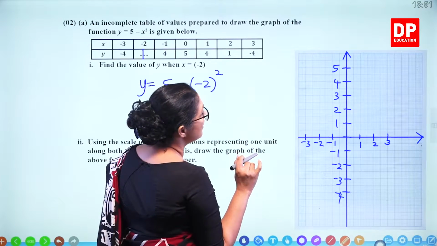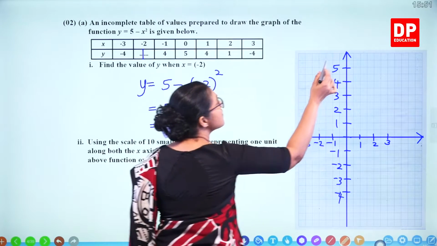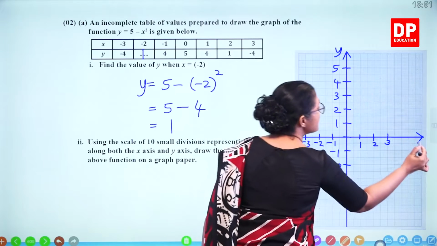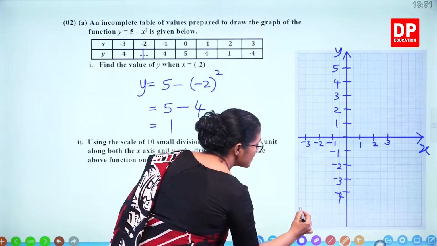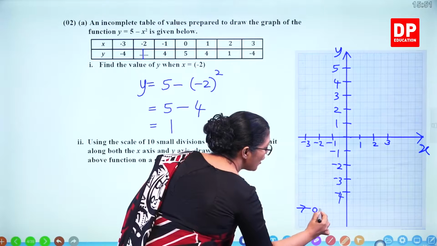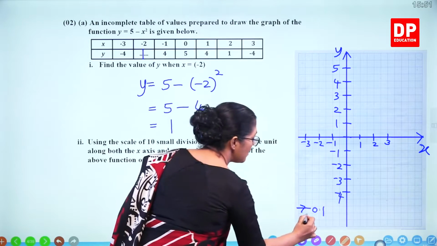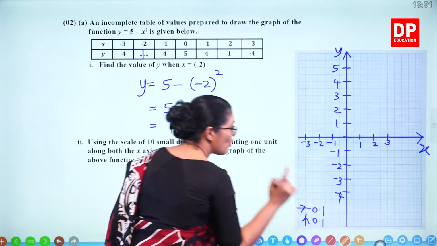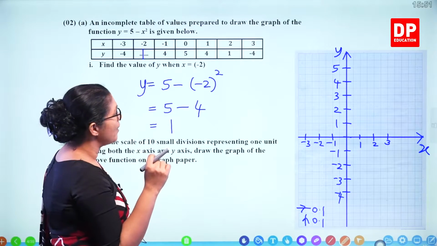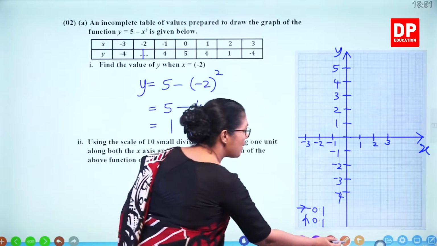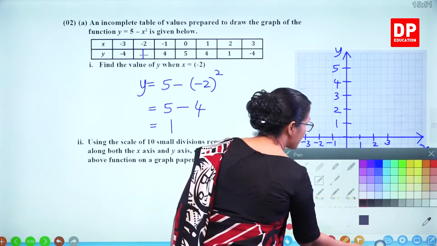Now that's the scale. So this is y and this is x. Then you can mark the scale. This way 0.1, 10 squares 1 unit. Here also 0.1 for small 1 square. Now you can mark the points.